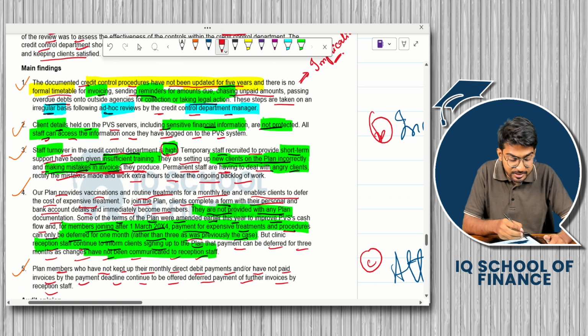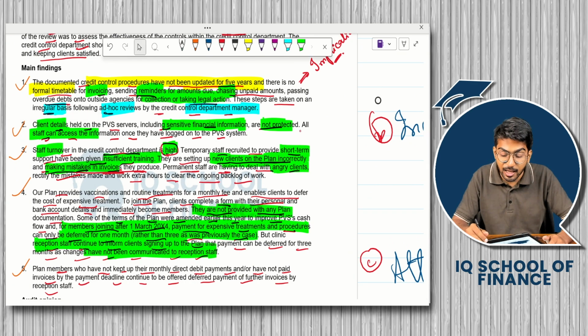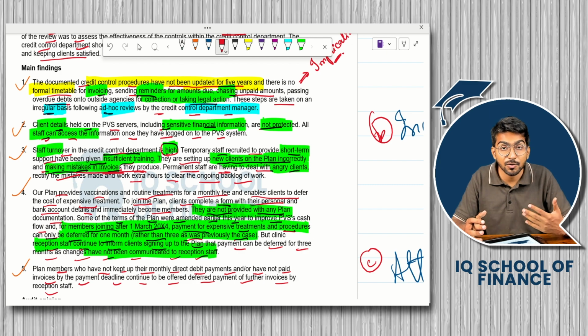Point number 2 is that the client details held on the PVS servers, including sensitive financial information, are not protected. So what can happen? The issue is that these are not protected. They can be subject to a cyber security attack, cyber security theft, or hacking. These kinds of things, or viruses, could attack them, and this data could be misused by any person outside the organization.